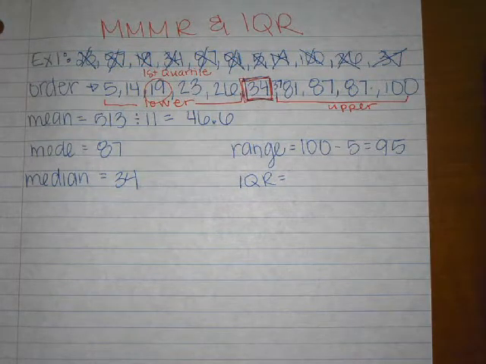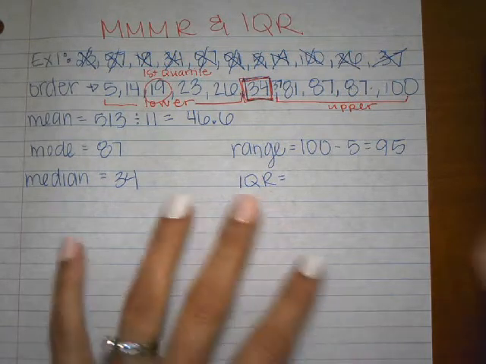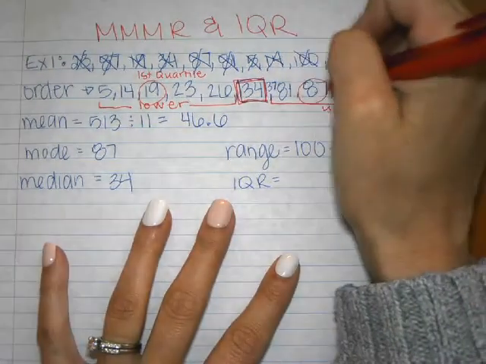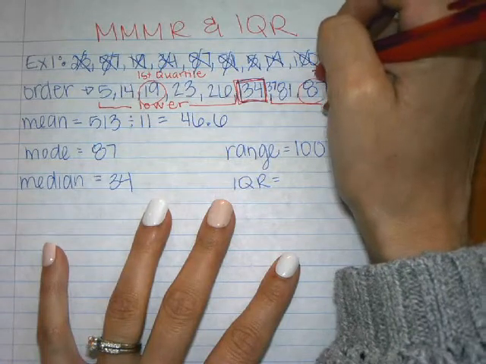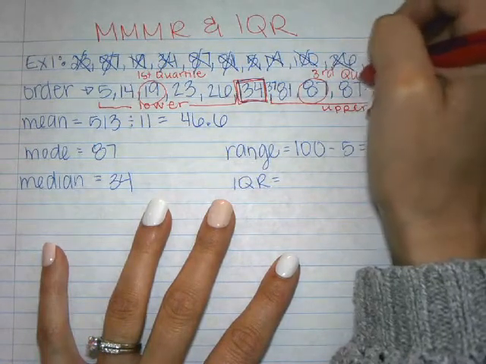Then I do the exact same thing with the upper set. What's the middle number of the upper set of numbers? So I'm going to circle it, and that's my third quartile.